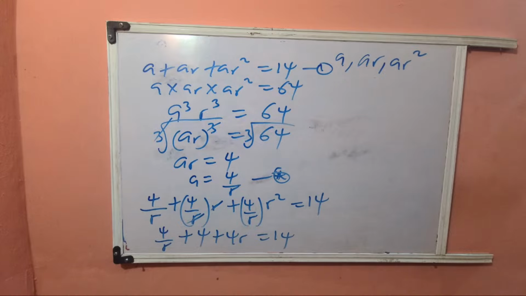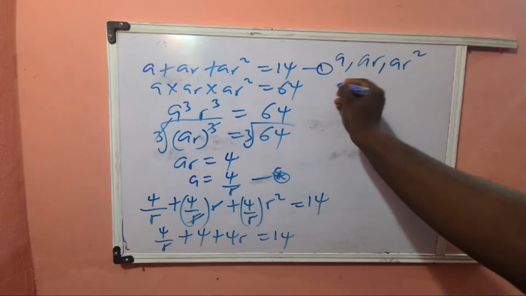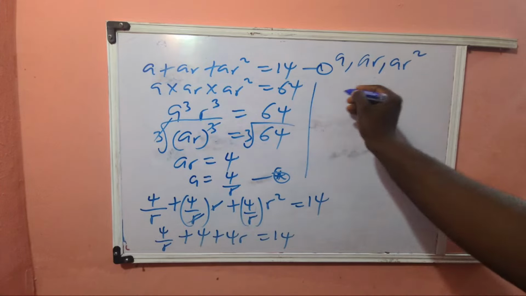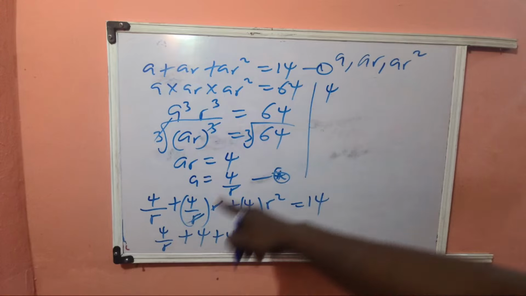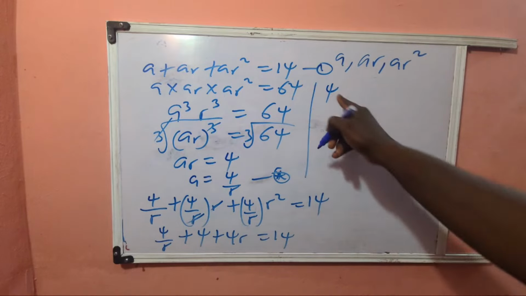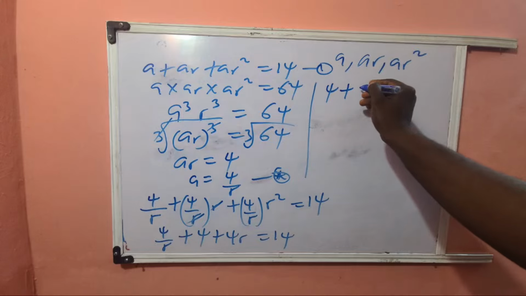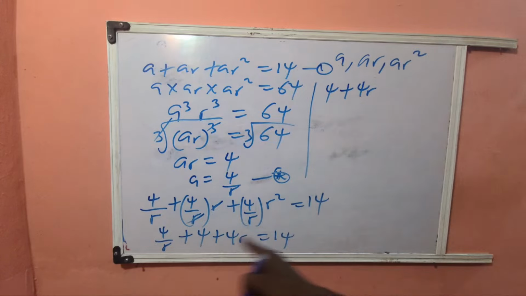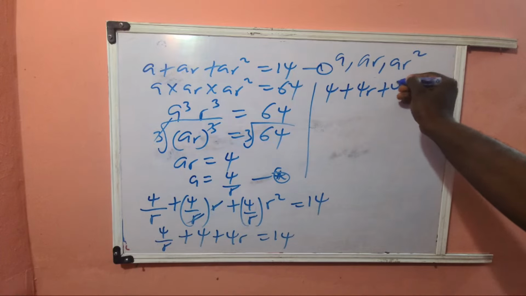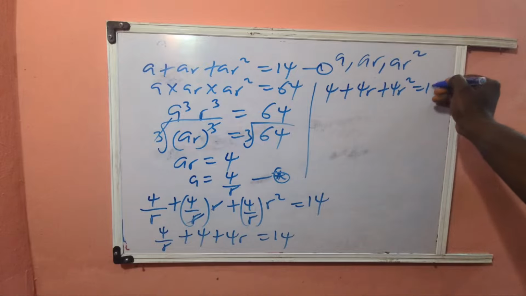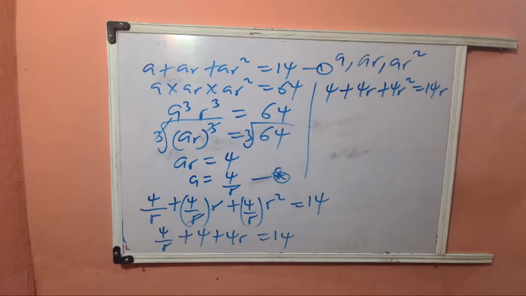Okay, so what do you do next? Let's multiply through with r because we want to get rid of this fraction. So when we do that, what do we get? The first r cancels, so we'll be left with only 4. But here we'll be left with 4r because we are multiplying through with r. This one will turn to 4r squared, and this one will turn to 14r, since we're multiplying through with r.